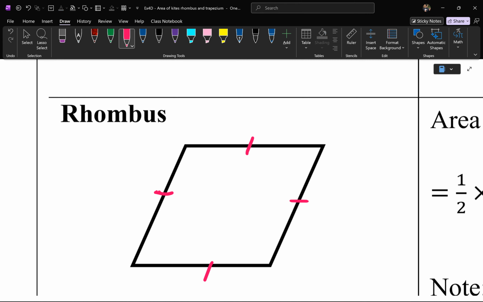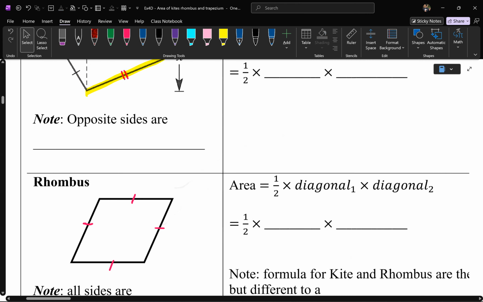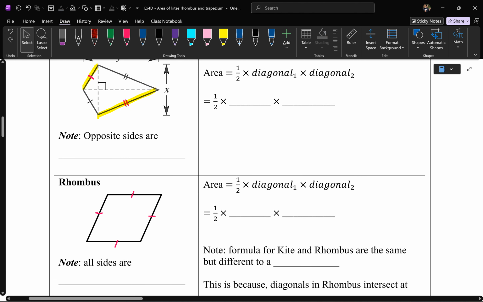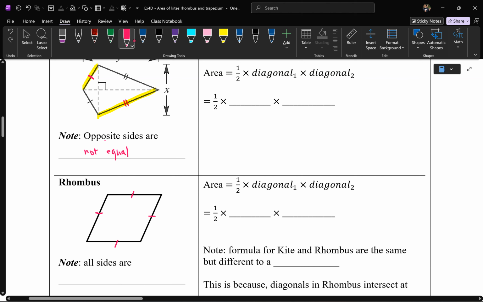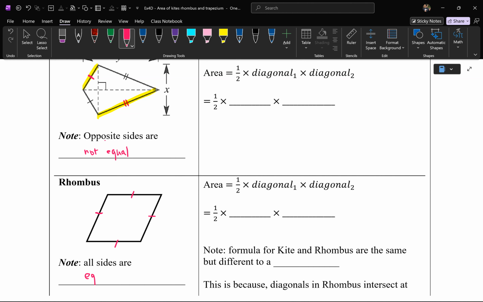Check if all sides are the same. What's nice for you, the formula is the same for both. So if you have to find the area of a kite or a rhombus, you'll likely be able to get the answer correctly. It's just identifying it correctly or not. So fill in your notes. Opposite sides are not equal. All sides are equal for a rhombus.